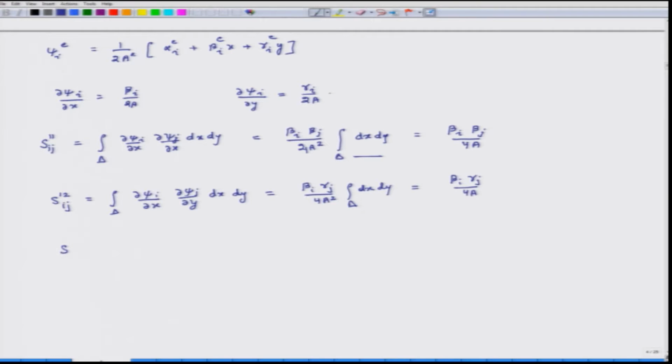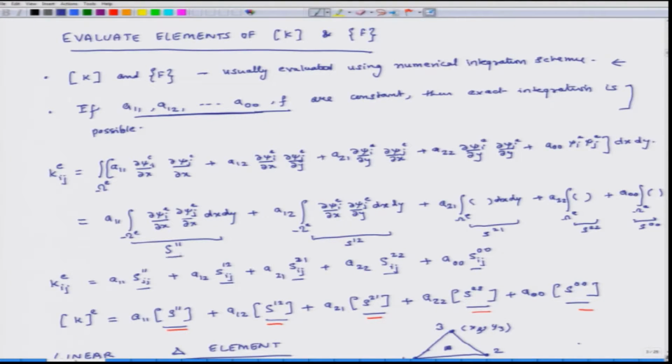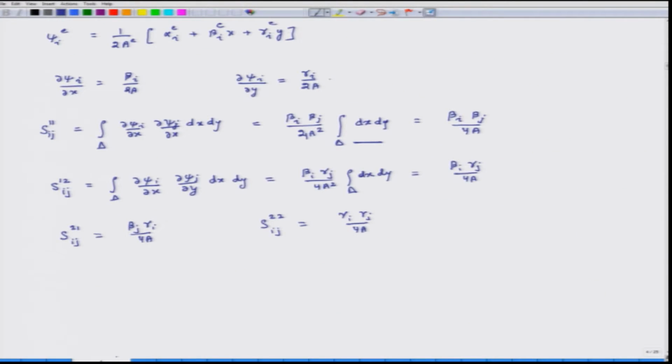Similarly, S21 ij equals beta j gamma I over 4A. And I will also write the expression for S22 directly, and that will be gamma I gamma j over 4A. So, what we have done is we have computed S11, S12, S21, S22, and now we will develop an expression for S00.